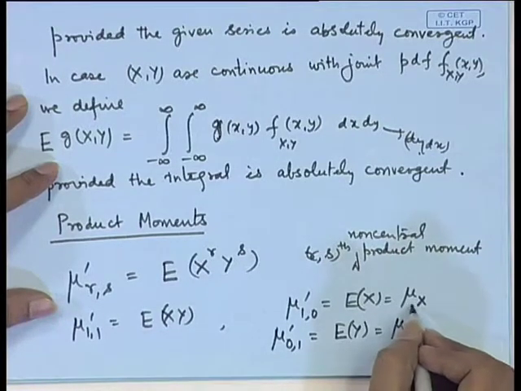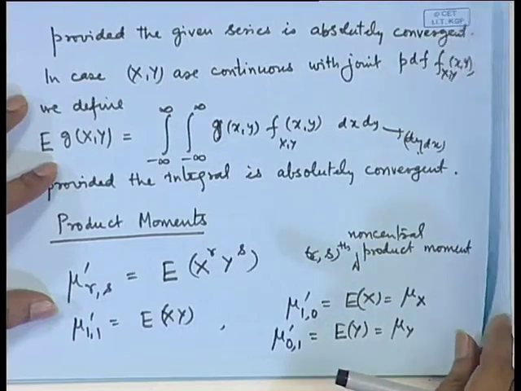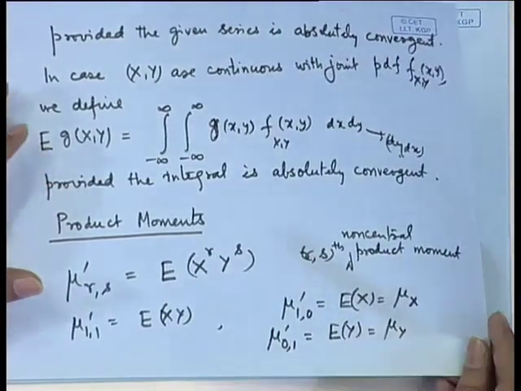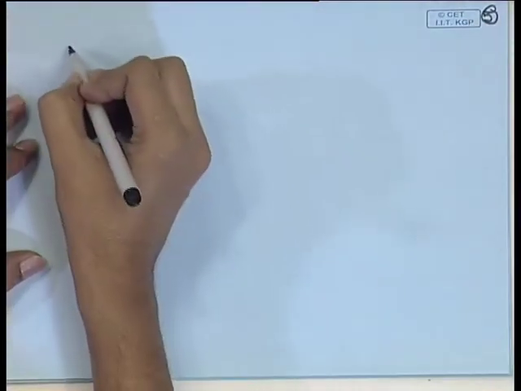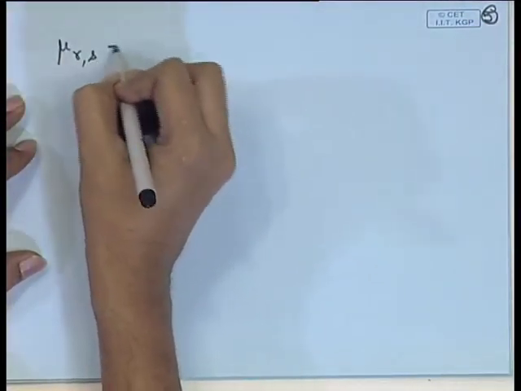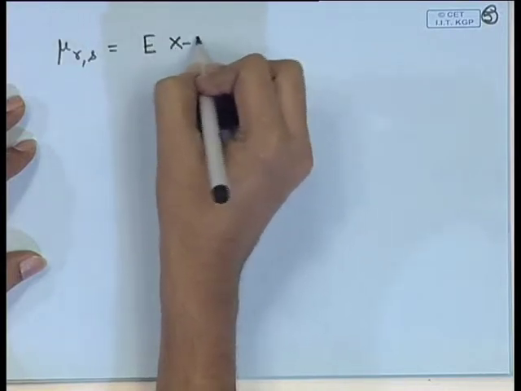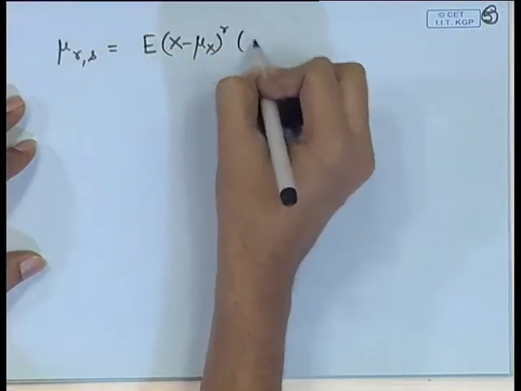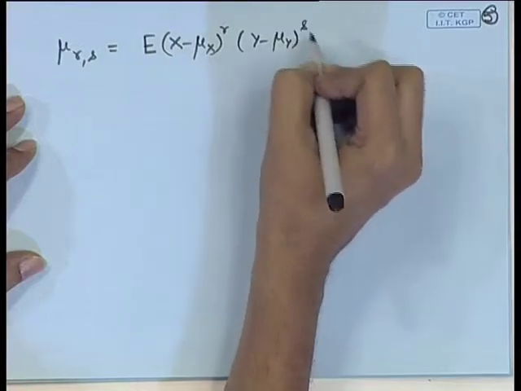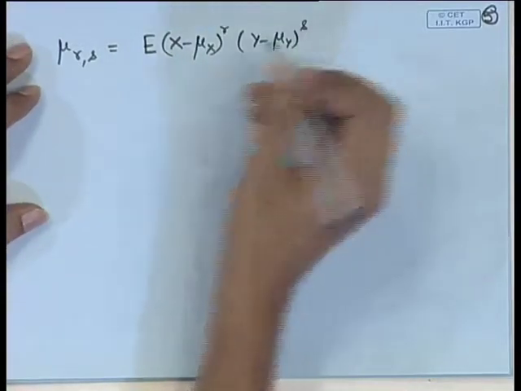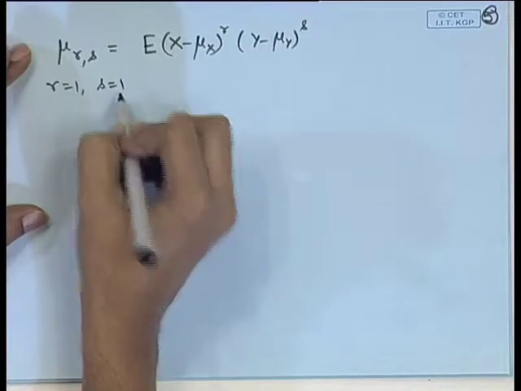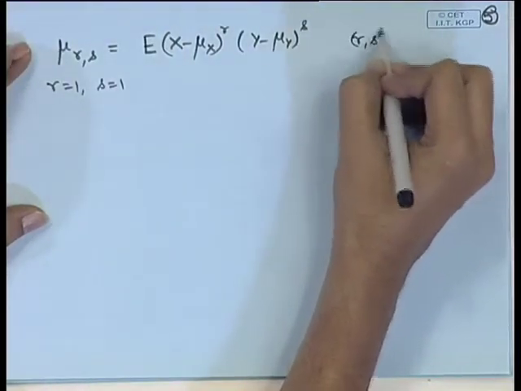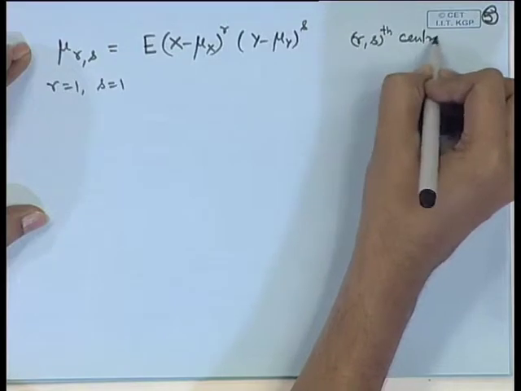Now, using this mu_X and mu_Y, we can define product moments which are central. So, we can talk about mu_{r,s}, that is equal to expectation of (X minus mu_X) to the power r, (Y minus mu_Y) to the power s. This is in general the (r,s)th central product moment. Now, if we consider the special case r equal to 1, s equal to 1.